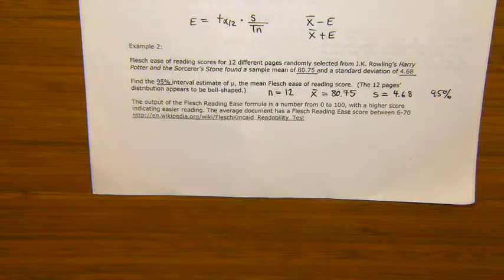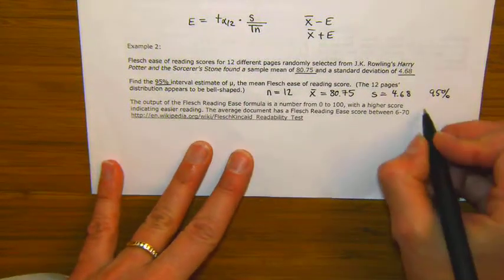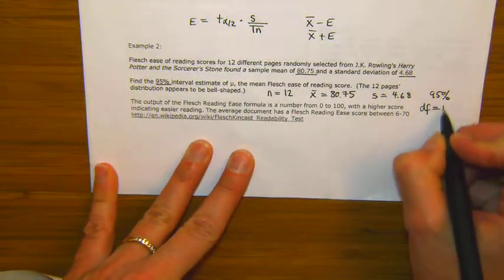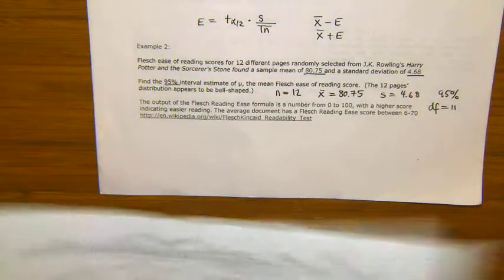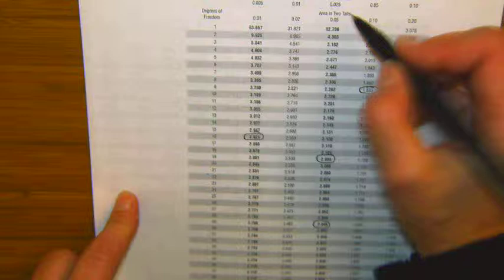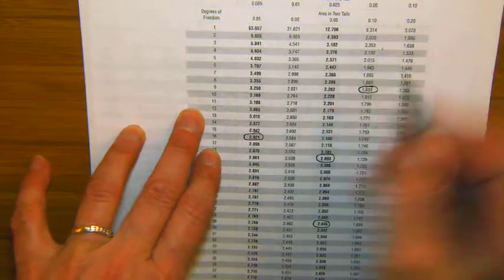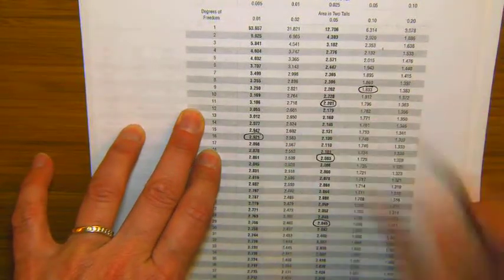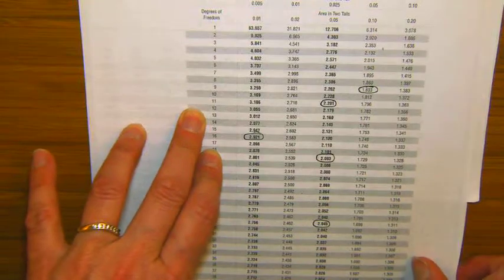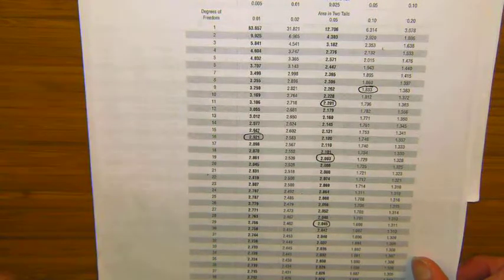What is our degrees of freedom? 11. Okay, so go to 95%. Go down to 11 and look at your critical value. So your t alpha half is 2.201.